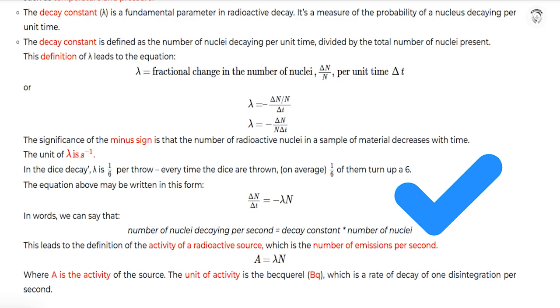Now this actually leads us to the definition of the activity of a radioactive source, which is the number of emissions per second. So we can say activity A is equal to the decay constant times N. And remember, what is the unit for activity? It's the becquerel, and it's the rate of decay, 1 disintegration per second. So be very careful when recognizing the activity. Its unit is the becquerel, and it is the rate of decay, or disintegrations per second.